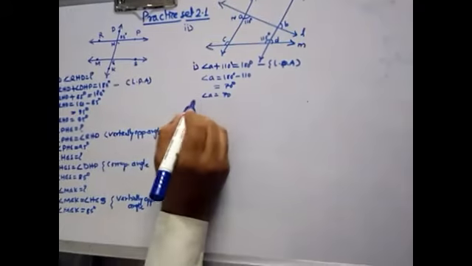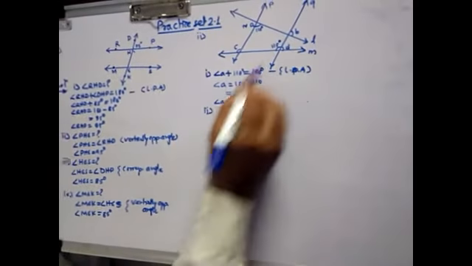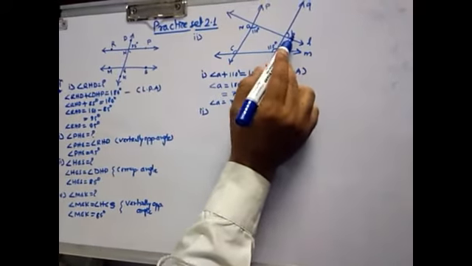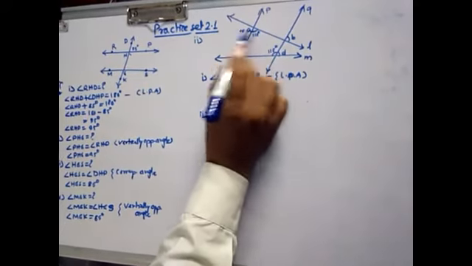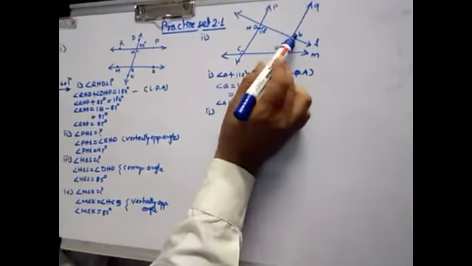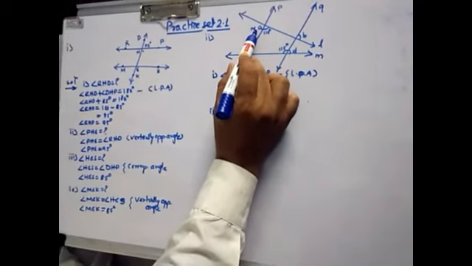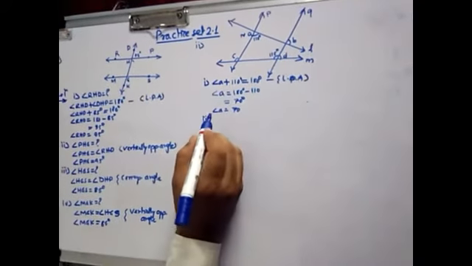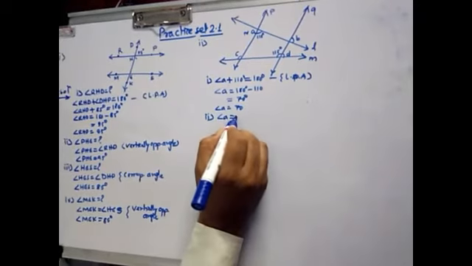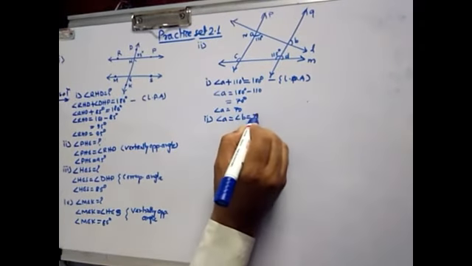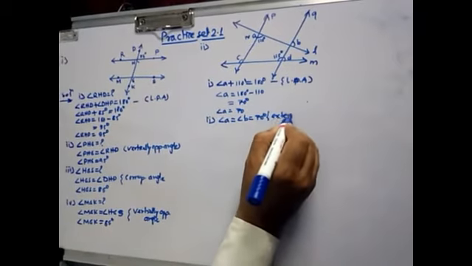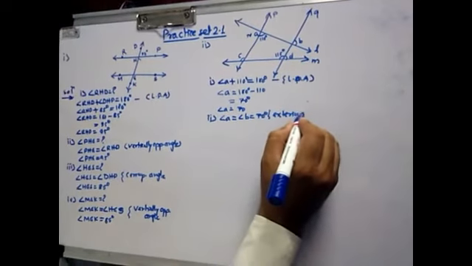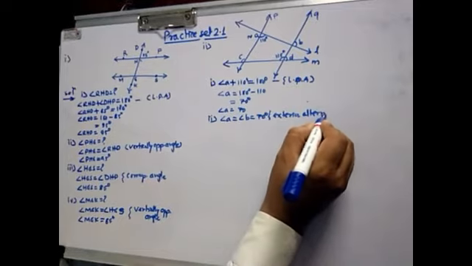Okay, now we want to find the second, angle B. This angle we want to find out. See, these two are exterior alternate angles, this A and B. So whatever the value of A is, B has the same. So write down that angle A is equal to angle B, equal to 70 degrees. Write down here the reason: exterior alternate angle.